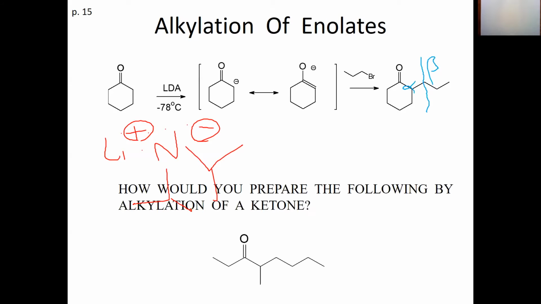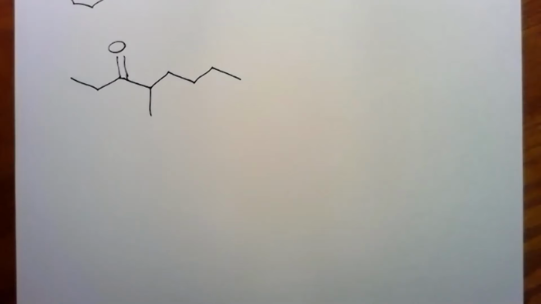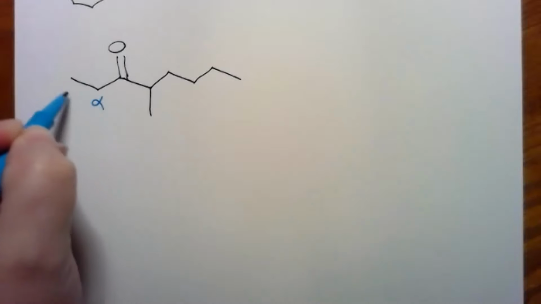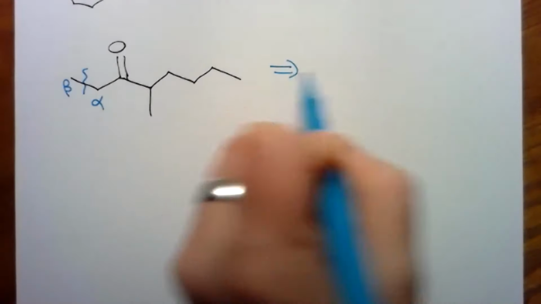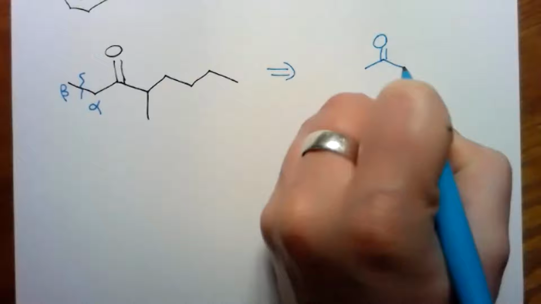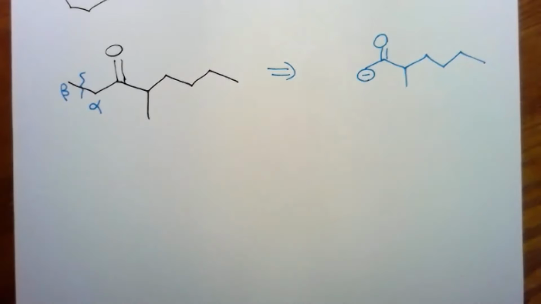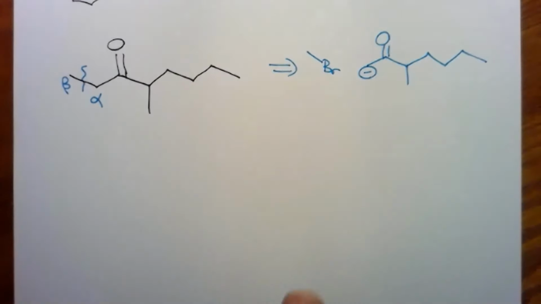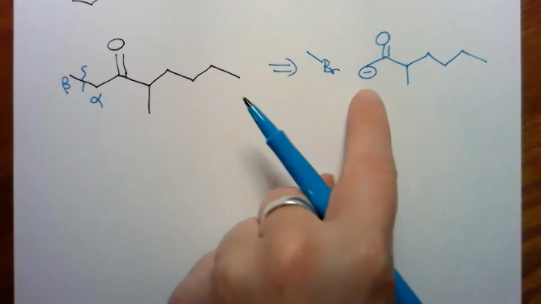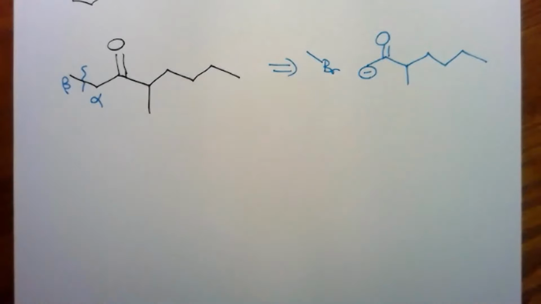So let us work on a synthesis problem. How would you prepare the following by alkylation of a ketone? Let's draw it. So just like all the others, alkylation with LDA makes alpha beta bonds. So I could propose a synthesis to make this alpha beta bond. We're going to draw it in blue. That would mean this enolate attacking something like this good SN2 substrate. Does it have to be a halogen? No, but sure. So this is if I make that blue alpha beta bond.